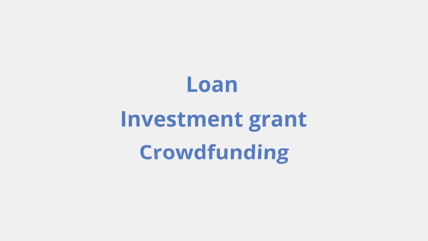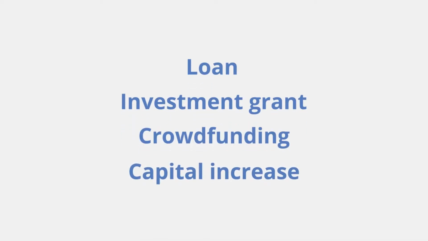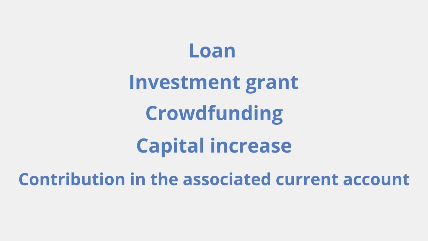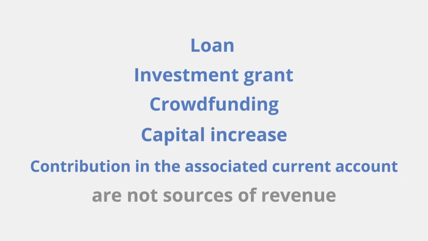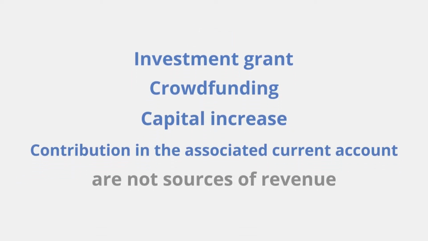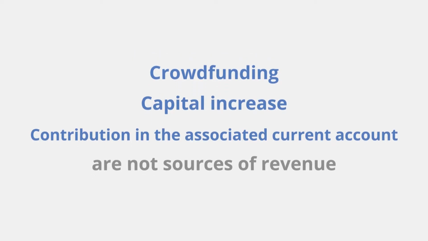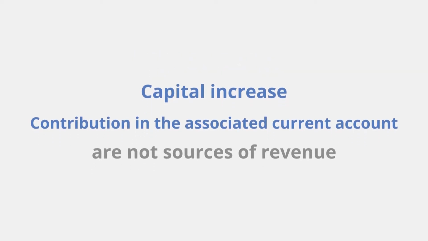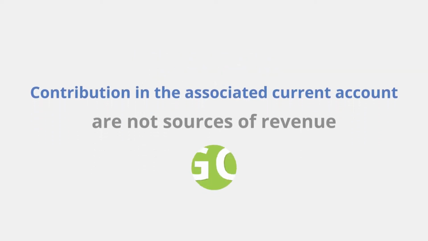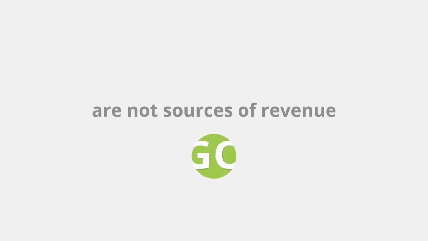A loan, an investment grant, crowdfunding, a capital increase, or a contribution in the associated current account are not sources of revenue. These types of financial flows are not intended to be recurrent, or even less so, to be permanent. Their role is to give an impulse to an activity, but it is the revenue generated by this activity that ensures its durability. In other words, the activity must generate turnover.